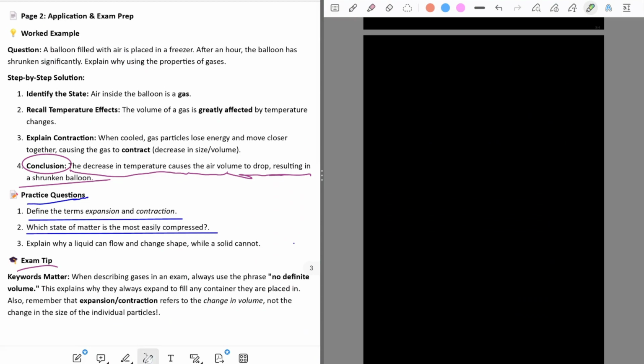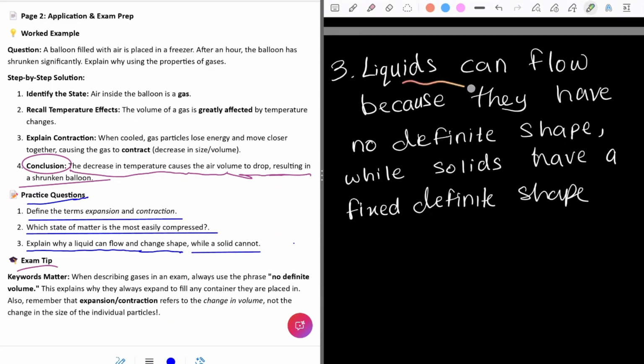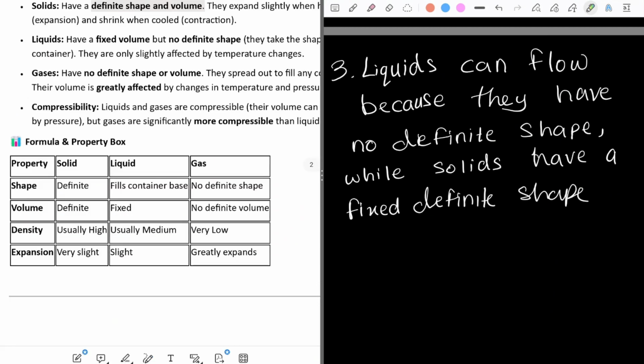Let's move on to the next question, which is: explain why a liquid can flow and change shape while a solid cannot. Liquids can flow because they have no definite shape, while solids have a fixed definite shape. That's why a liquid can flow and change shape while a solid cannot. So in your exam answers, make sure you use these words in the box when you're explaining.